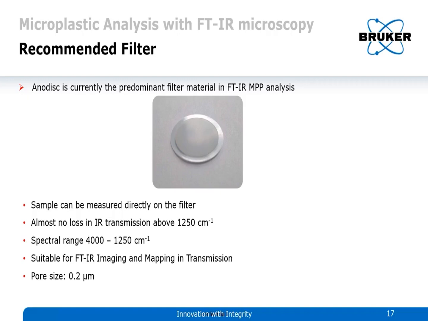The suggested diameters of these filters are 13 or 25 millimeters. The picture you see here is 25 millimeter with a support ring, because these filters are quite brittle and their stability is greatly improved if they have this support ring.